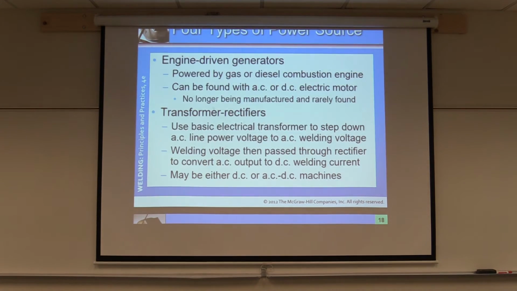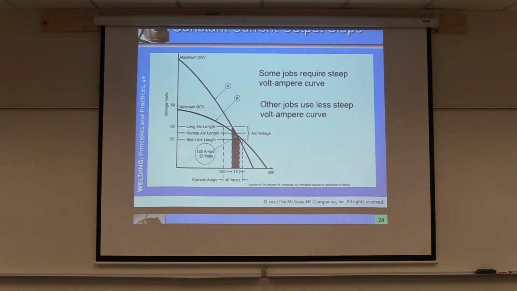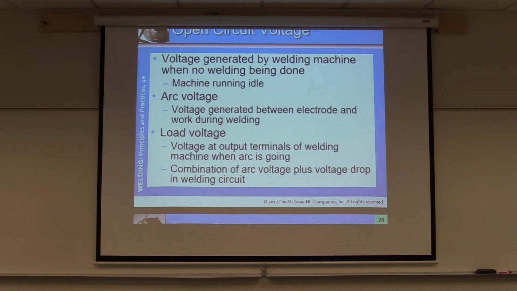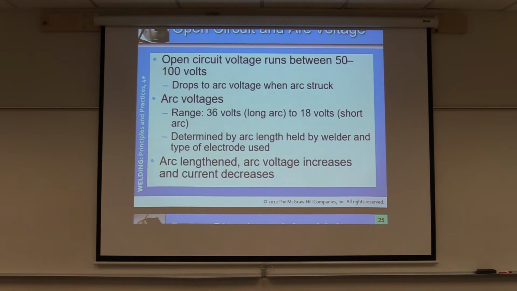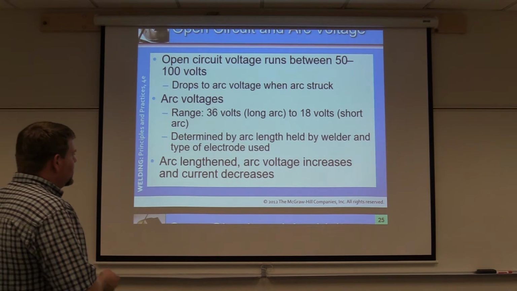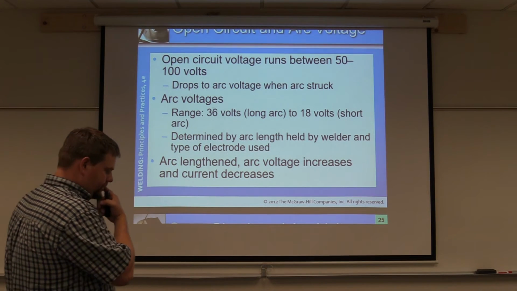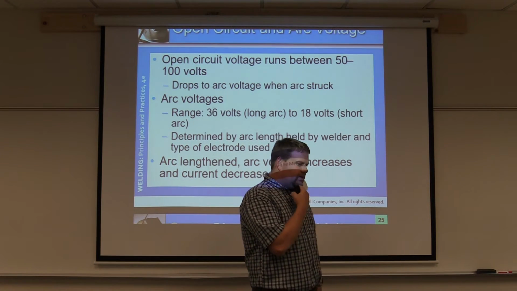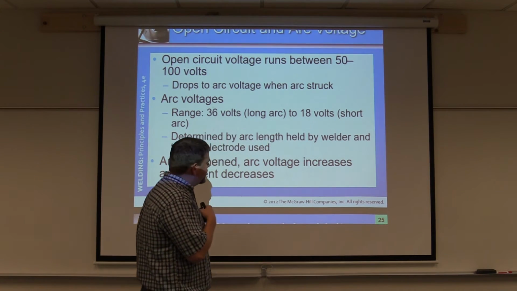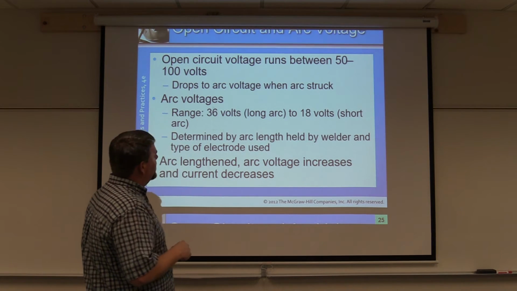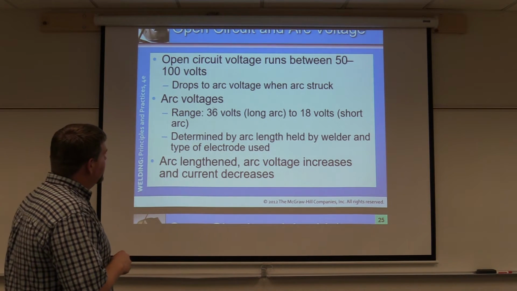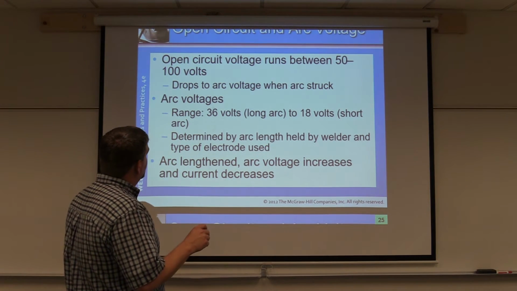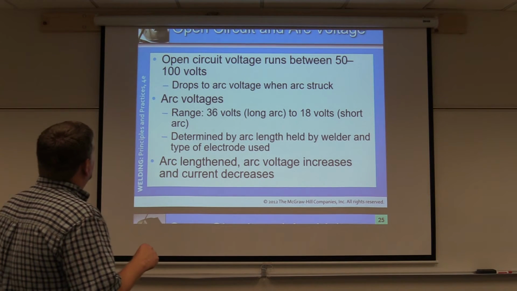Let's get back on that. Let's come back into here. So right here it says open circuit voltage runs between 50 to 100 volts. This is 2012. On the last Lincoln Vantage 500 we had on a job site, it said it was down around 32 to 34. In the last 4 or 5 years, they've made some advances to try to get that down a little bit more.